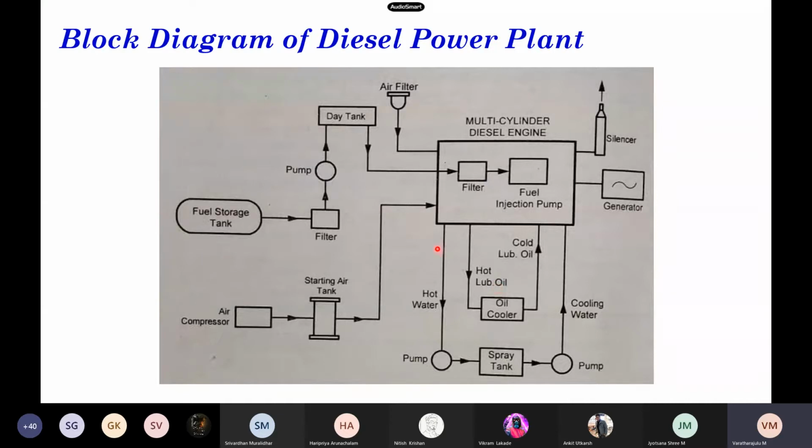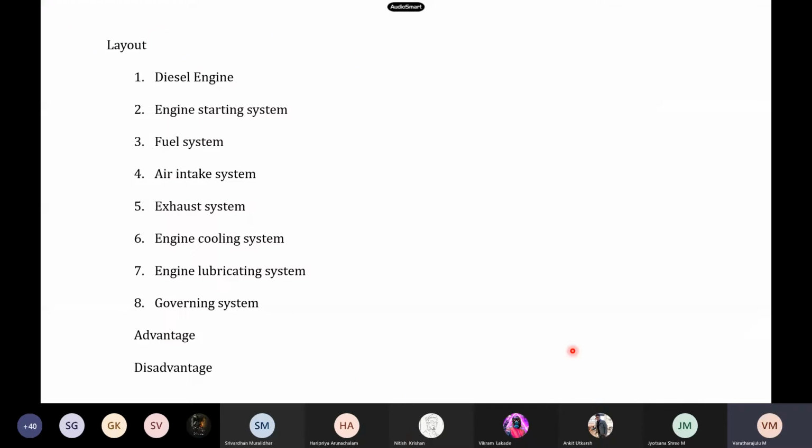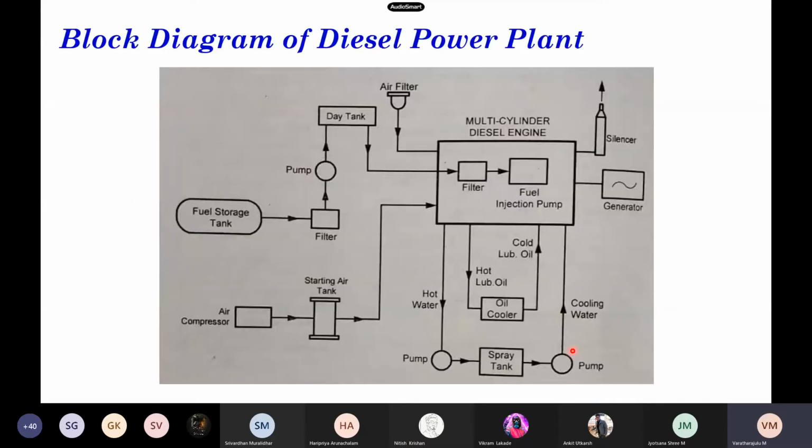And the sixth system is the engine lubricating system. The lubrication is essential to reduce friction and wear of the engine parts such as cylinder walls and pistons. The engine lubricating system includes a lubricating oil cooler and an oil pump. The pump is not shown here. The lubricating oil, which gets heated due to the friction of the moving parts, is cooled before recirculation. That is what happens in the engine lubricating system.